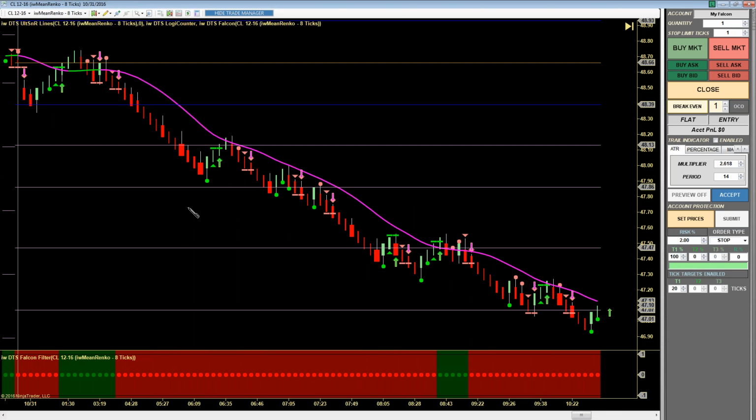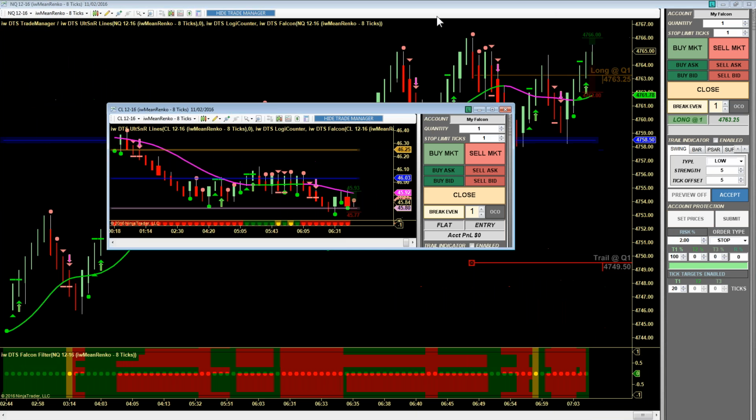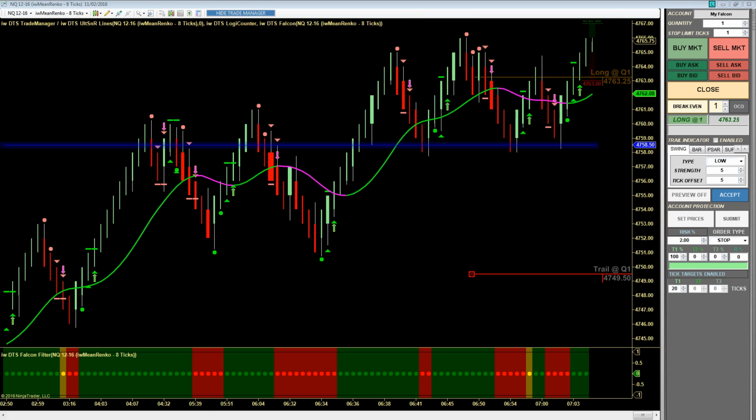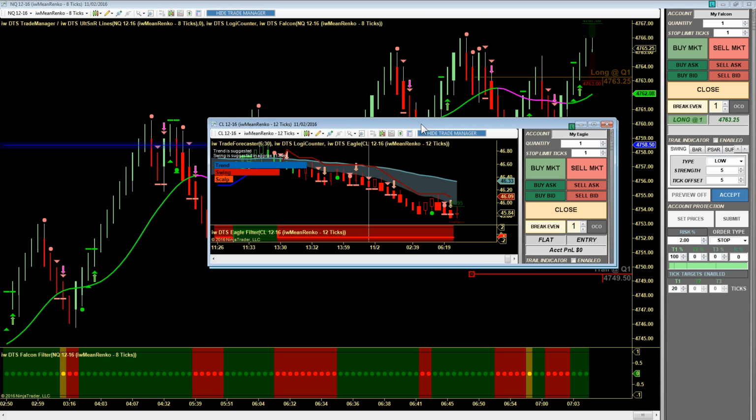Extremely good trending day here. So we got the trend change signal, got a trend line touch signal right here, got another trend line touch signal here, got another trend line touch, and a late filter entry. See, the filter went out of sync and then came back into sync, and we produced a signal. That's a late filter entry signal. Very high probability. Okay, so there's the Falcon for crude oil.